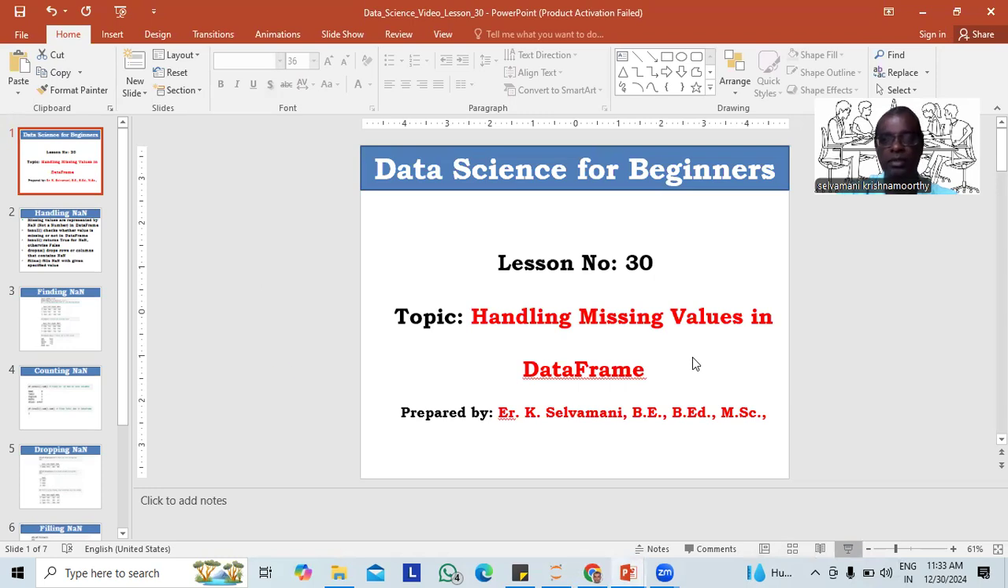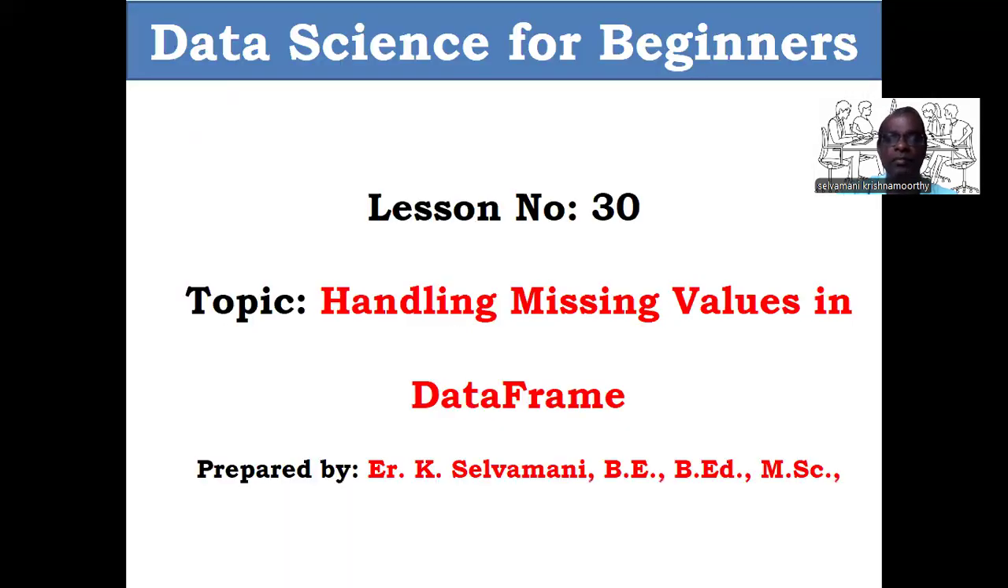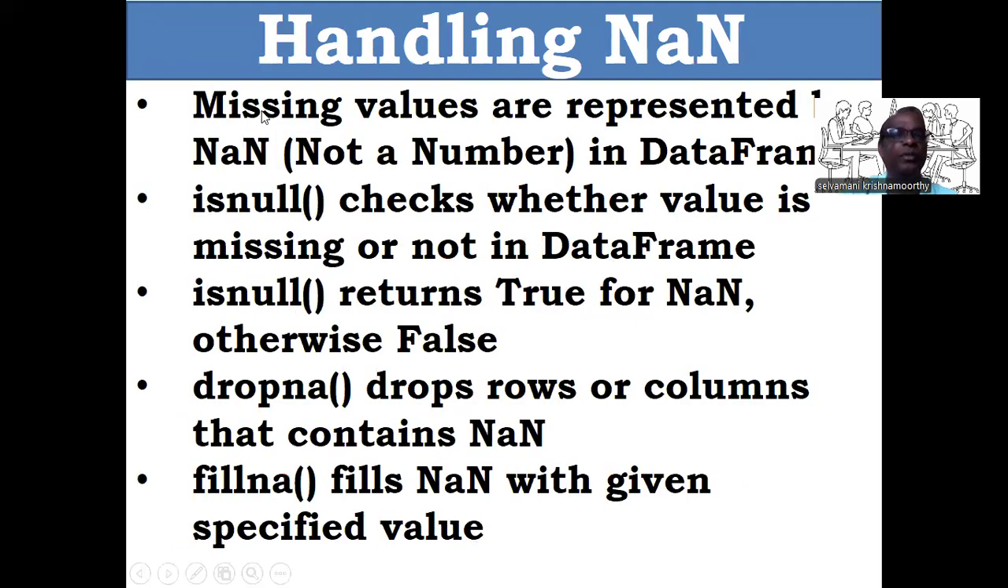This is lesson number 13. Topic is handling missing values in data frame. See it here. Missing values are represented by NaN. NaN means not a number in data frame. Wherever missing values are there in CSV file or text file, that will be replaced by NaN in data frame.